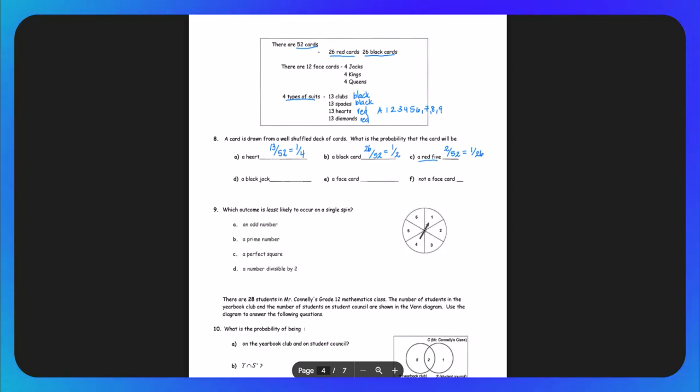What about a black jack? Well, again, although there's 4 jacks, 2 of them are black. They're the club and the spade. So again, we have 2 over 52, which is still 1 over 26.